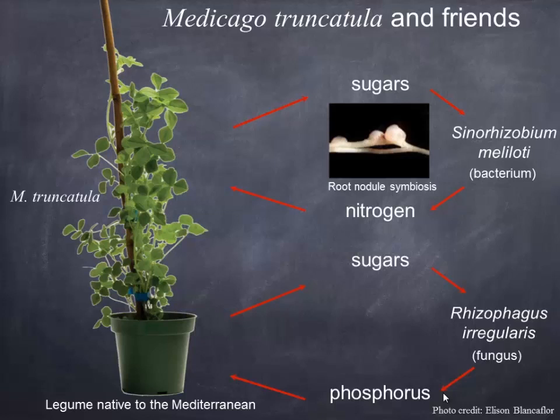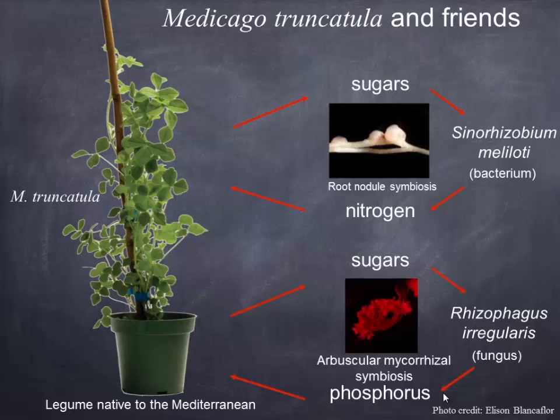Now, the bacterial interaction takes place in something called root nodules. These are specialized organs of the root. And the interaction, the exchange of nutrients, takes place inside these nodules. And we term this the root nodule symbiosis. And the fungal interaction takes place in specialized cells known as arbuscules. These are contained within the cortex of the root. And we know this interaction as the arbuscular mycorrhizal symbiosis.